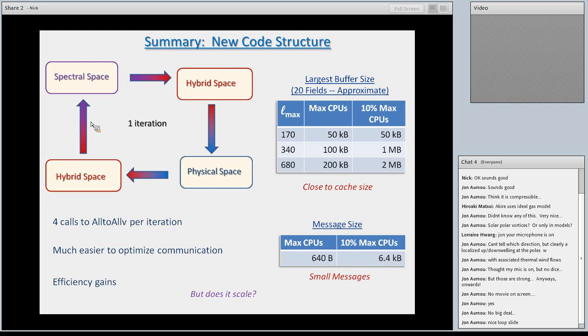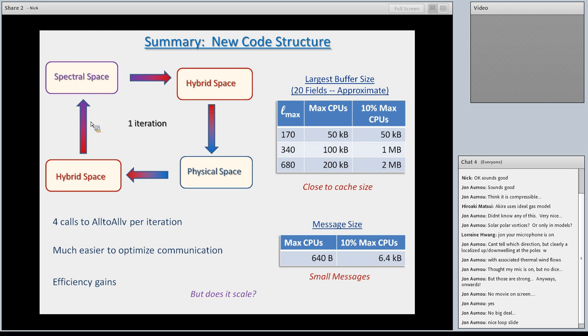But what's interesting is that if you're running at 10% of the maximum number of CPUs that you could possibly use, you're actually still right around a reasonable cache size. You're 50 kilobytes for the smallest case, but even only 2 megabytes for these 1000 cubed cases. The other thing that's interesting, you say, well, what's the message size? Are we sending these big message sizes when we do this? And the answer is no, you're actually not. You're still sending something that's just a few kilobytes.